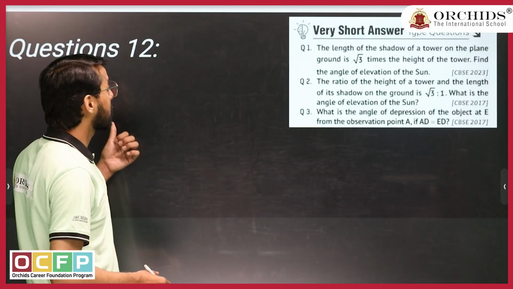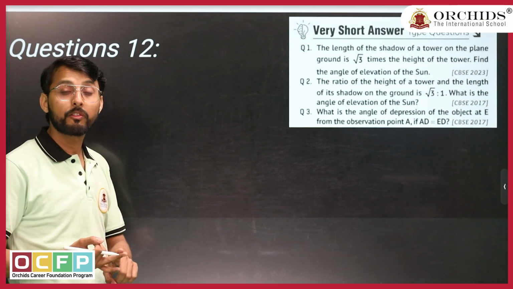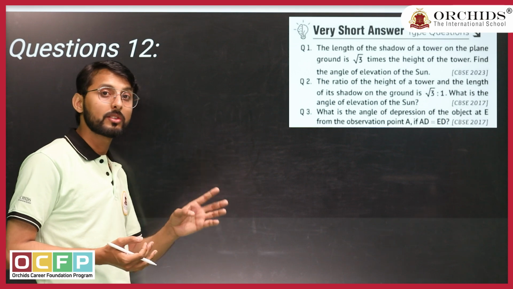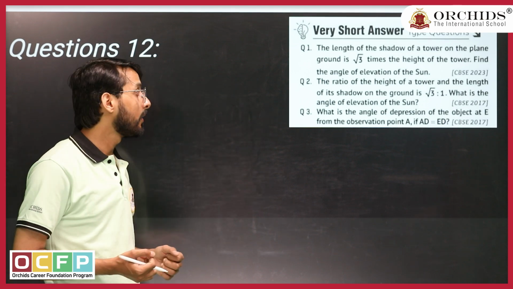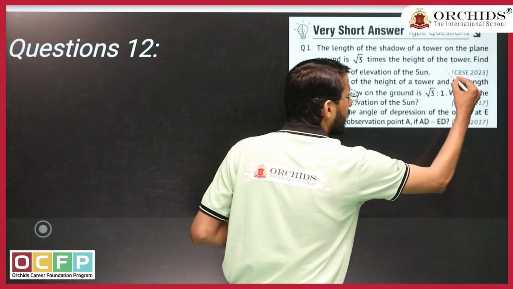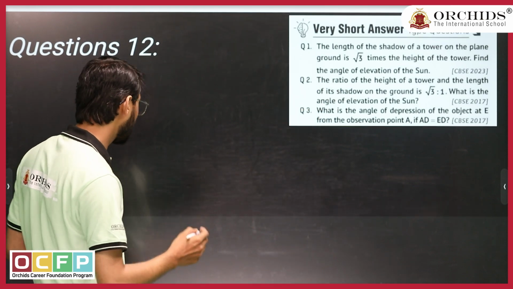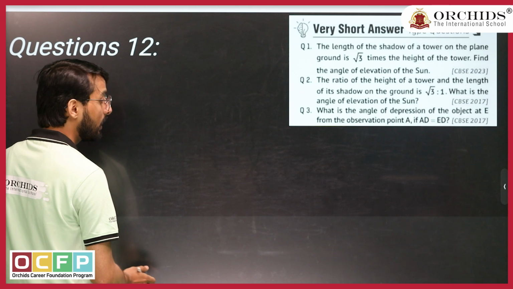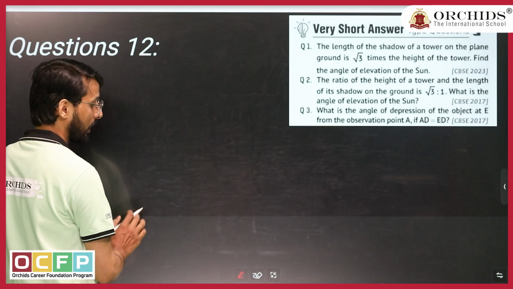Directly we have jumped to question number 12 in the second slide. First we know the angle of elevation, angle of depression, and sun's elevation, increment and decrement of the elevated angle and depressed angle. Let's read this question. What they have written: CBSE 2023, CBSE 2023, CBSE 2017 and CBSE 2017 again. So it means 2 times they have asked the same question.